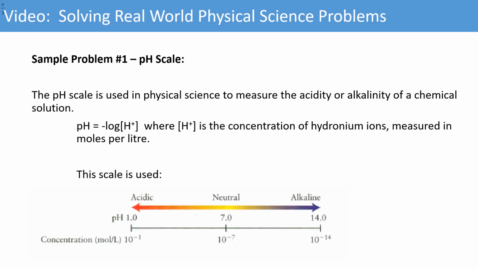Sample problem number 1, the pH scale. The pH scale is used in physical science to measure the acidity or alkalinity of a chemical solution. pH is equal to the negative log of H+, which are hydronium ions, measured in moles per liter. If the pH is 1, it's on the acidic side. If the pH is 7, it's neutral. And if the pH approaches 14, it's alkaline.